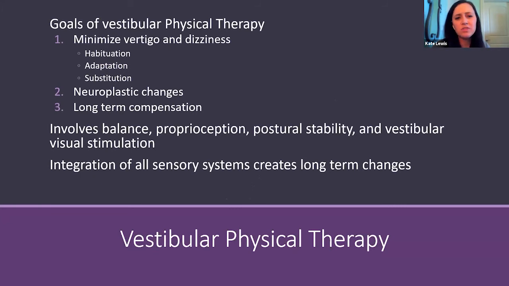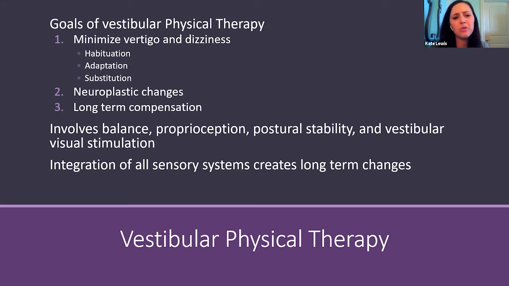And the goals of vestibular physical therapy, number one, is to minimize vertigo and dizziness. And depending on the diagnosis will dictate how we do that. The three principles of vestibular physical therapy are habituation, adaptation, and substitution. And I'll go over that in the next slide.